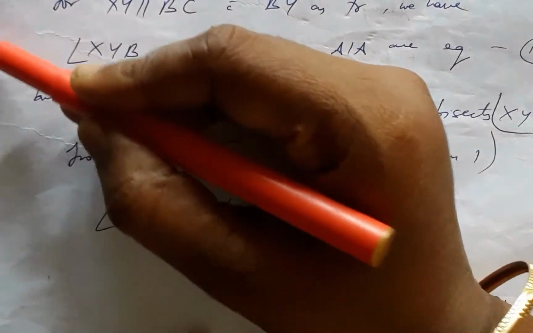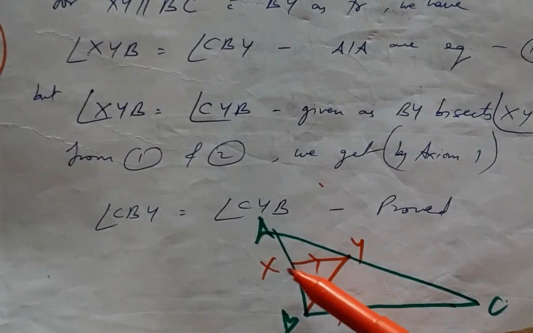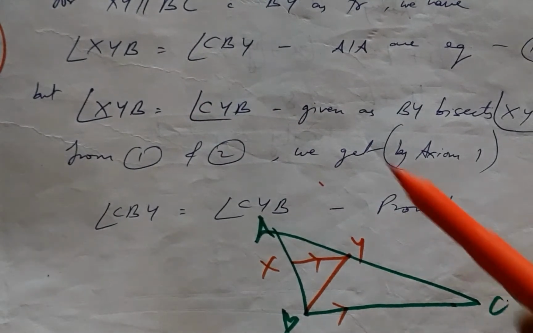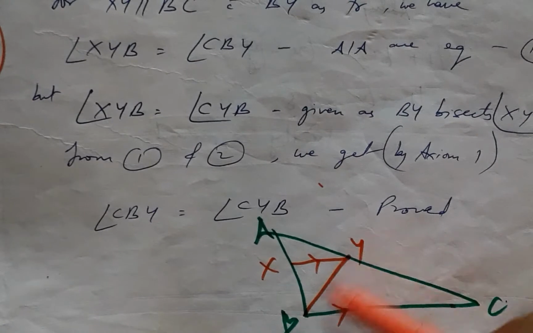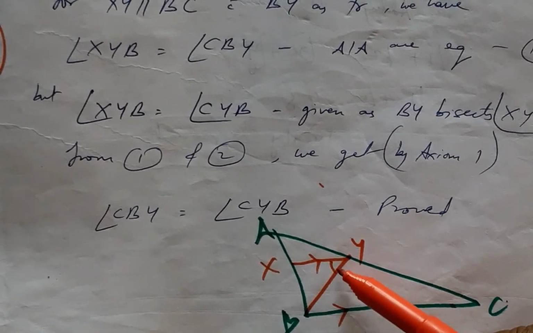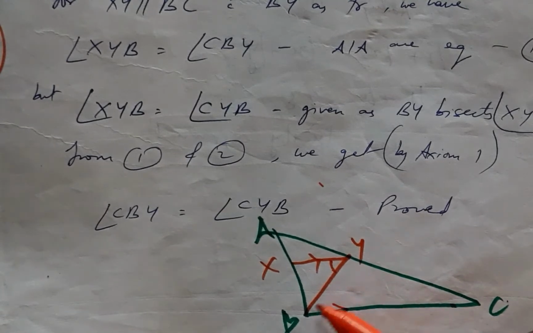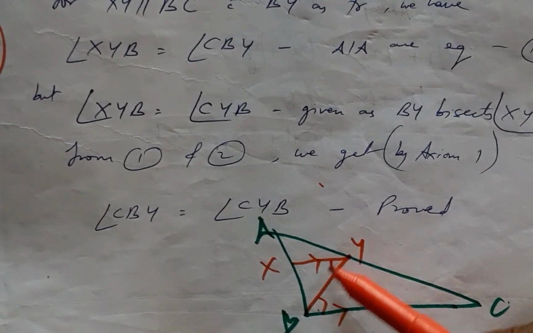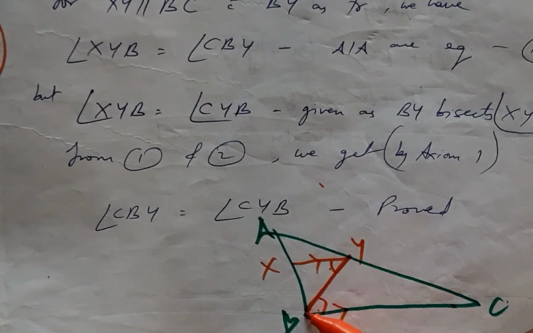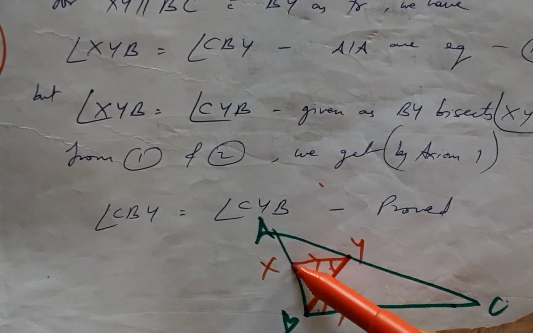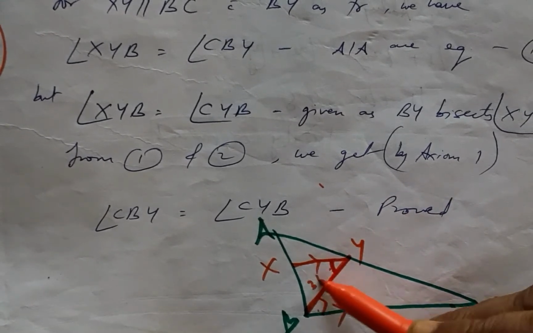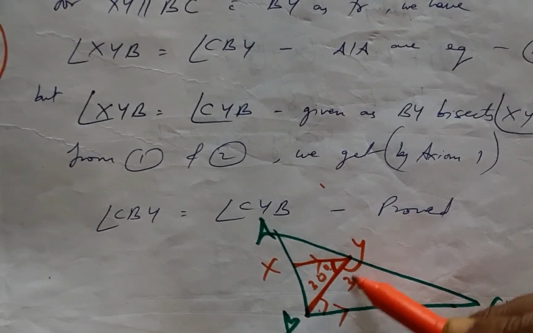For problem number 13, the solution is: it has been given that XY is parallel to BC, and with BY as the transversal, as you can see, angle XYB is equal to angle CBY, because these are alternate interior angles, and BY bisects angle XYC. So whatever this angle is, if it is 30, then this will also be 30 degrees.